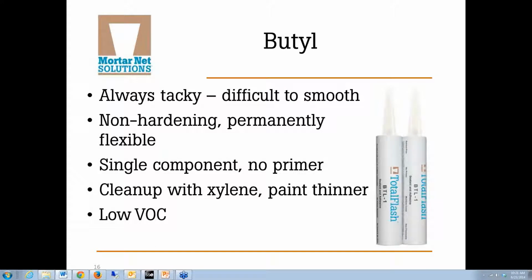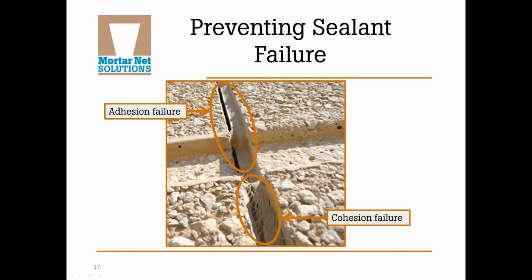Okay, so let's take a look now at how to prevent sealant failure. To review our definitions, there are two types of sealant failures. Adhesion failure is where the sealant stops sticking to the substrate. And in the upper part of the picture, you can see my pointer right here.